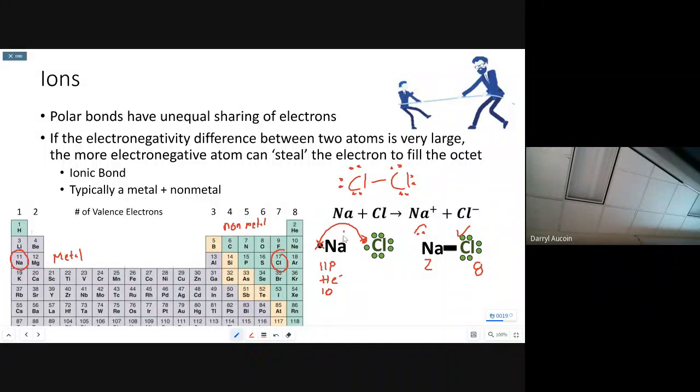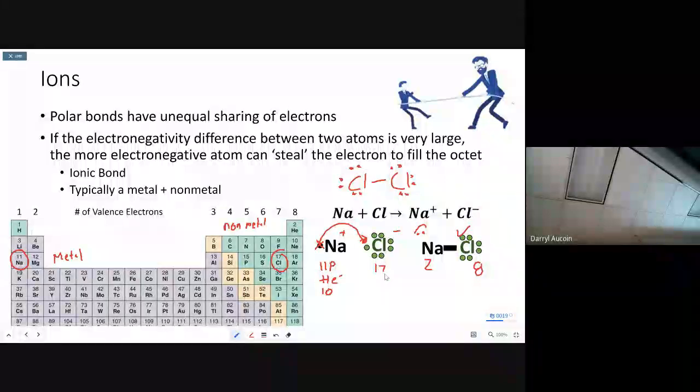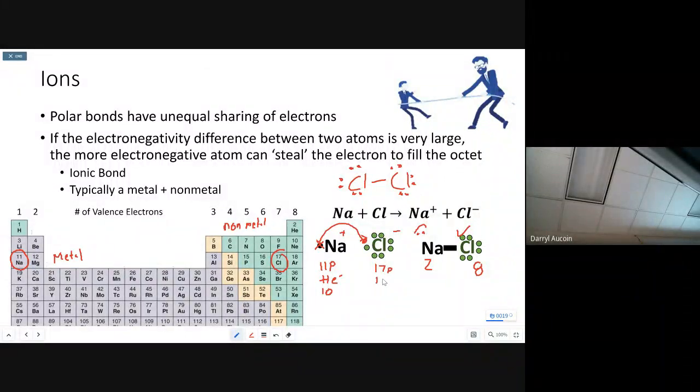It's going to become sodium plus, and we're going to show that by putting that little plus sign there. It's letting us know that the number of electrons is a little bit off. If you give away an electron, you become more positive. And then the chlorine gains an electron. It went from having 17 protons, and originally it had 17 electrons, but now it's got 18, which means that this one is plus and this one's minus. So now we've got a negatively charged chlorine and a positively charged sodium.